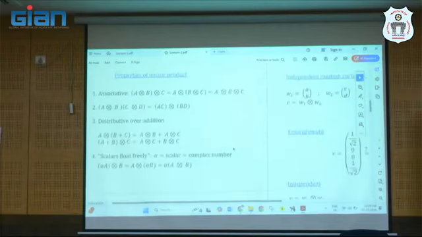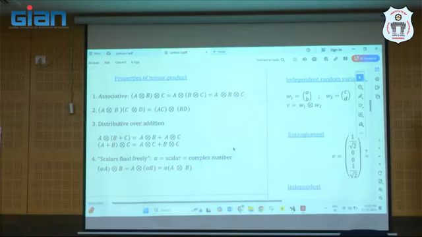Okay, now let us look at some properties of the tensor product. Many of these properties will be very helpful for us. Associative: A tensor B, bracket, tensor C is the same as A tensor, bracket, B tensor C, which is the same as A tensor B tensor C. What does it mean? Suppose I have three matrices A, B, C. I do A tensor B first, then I tensor with C.